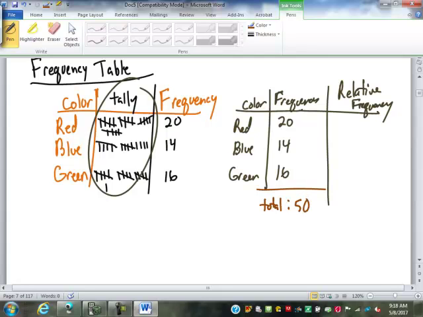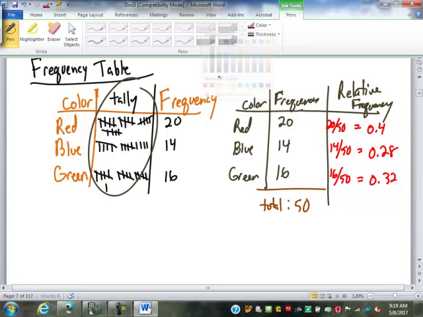So the relative frequency is the raw frequency divided by the total. So here it would be 20 divided by 50, or 0.4. Here it's going to be 14 divided by 50, or 0.28. This will be 16 divided by 50, or 0.32. Now that relative frequency better add up to 1.